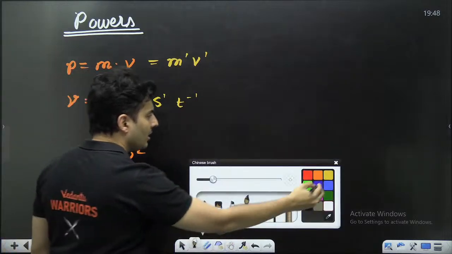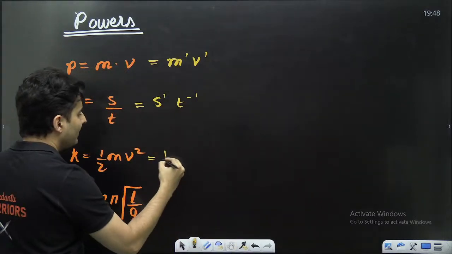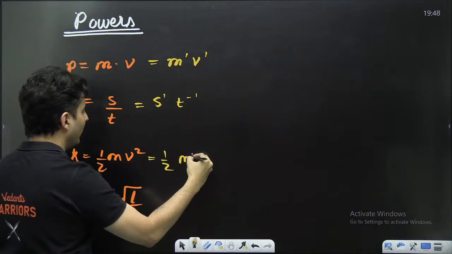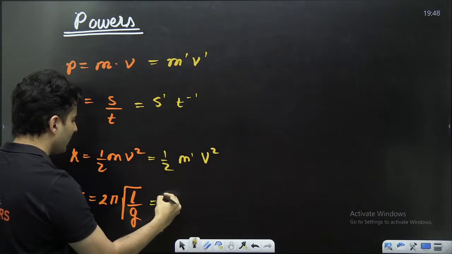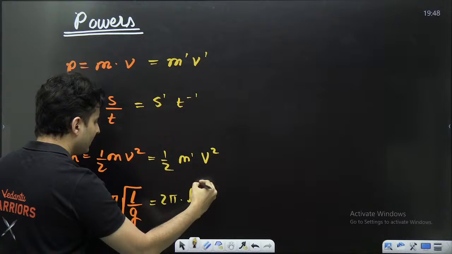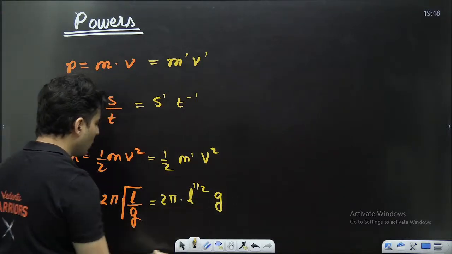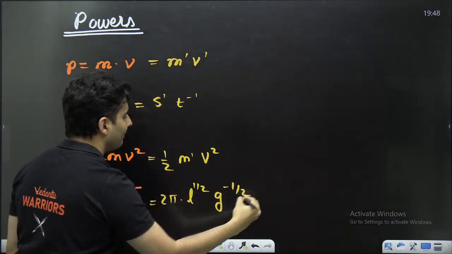Then kinetic energy. Half is a constant. Mass is raised to 1. V is raised to 2. Here 2 pi is a constant. Length is raised to half. G is raised to, on the top, negative half.